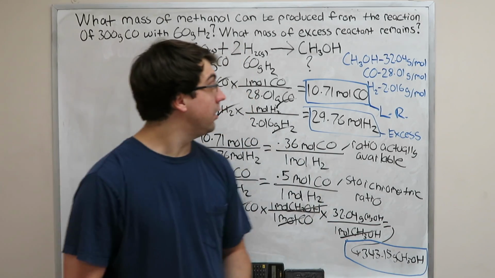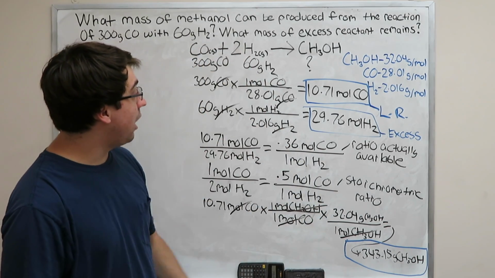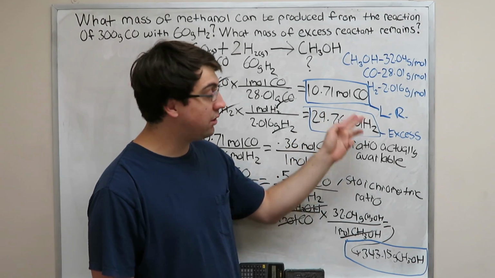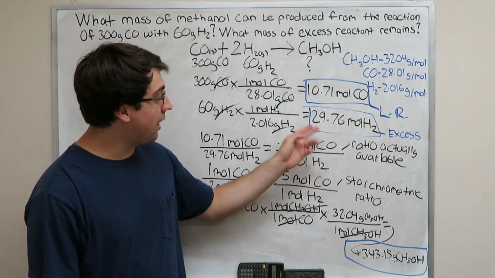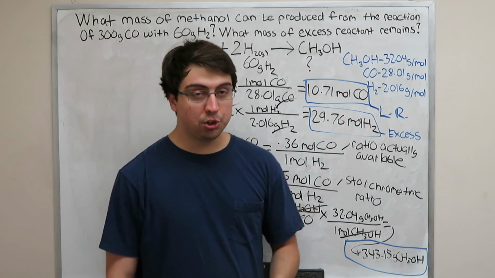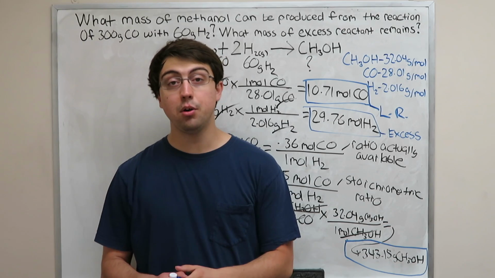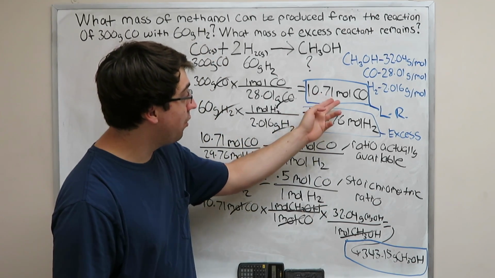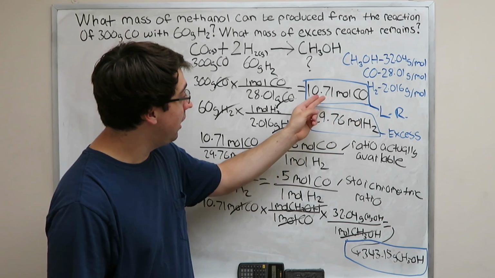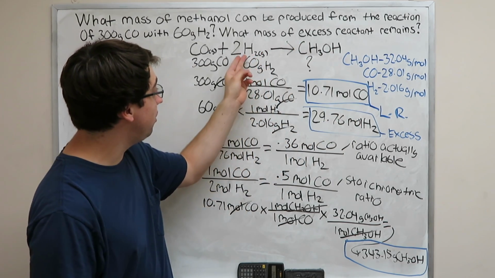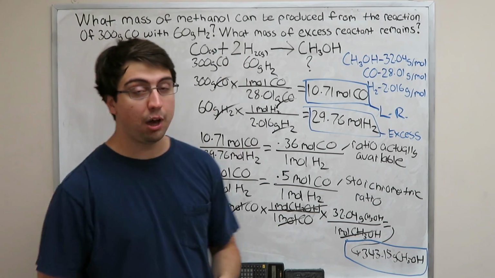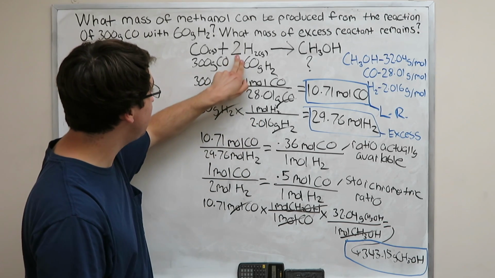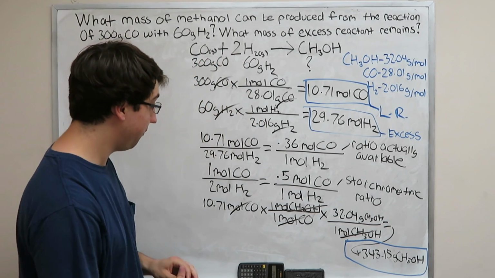Now we want to find out the excess reactant, how much remains. So we know that the carbon monoxide was the limiting reactant, which means it was completely consumed. And the hydrogen was the excess reactant, which means there is a portion left over. And we want to know how much hydrogen is left over. So if we know that 10.71 moles of CO was completely consumed, and if we convert it to moles of hydrogen using this equation, that will tell us how many moles of hydrogen were consumed. So for this equation, there is 2 moles of hydrogen for every 1 mole of CO.